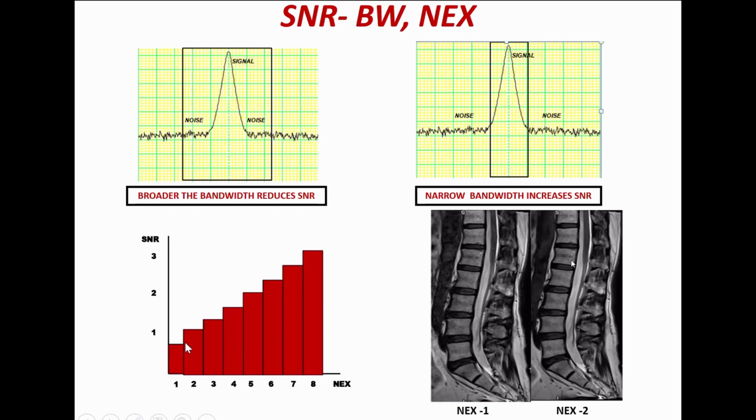So when your signal averages keep increasing, your SNR also correspondingly increases. Now look at this image. It's a 1.5 minute sequence with a T2 weighted sagittal image of the lumbar spine with one excitation or one signal average. And then the next one is with 2 signal averages. So definitely your SNR is going to improve, okay?